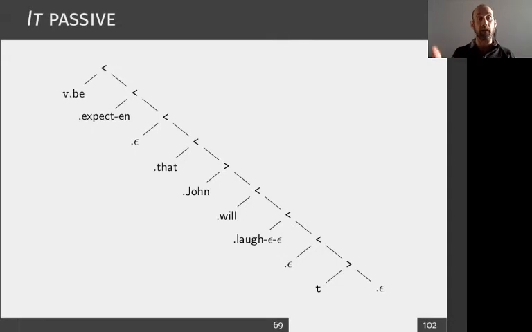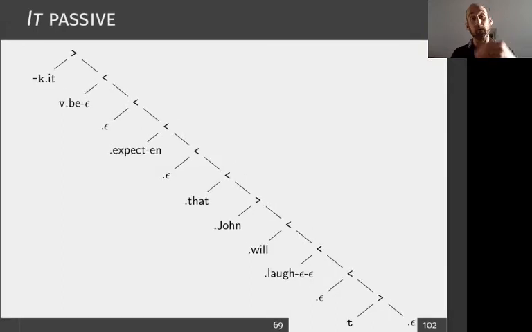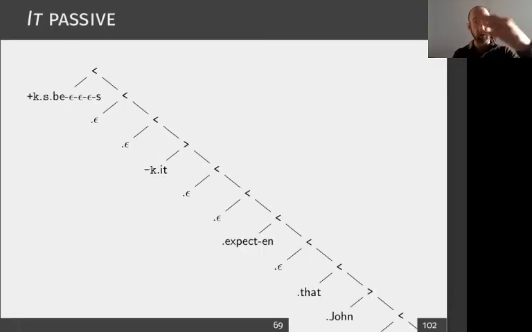We add a passive head, add the B, we get B expected that John will laugh. We adjoin it. Notice that we didn't have a minus K feature yet, now we do. And now we keep on going, we add the tense lexical item, B head moves up there, and we have B with an it hanging around, expected that John will laugh.